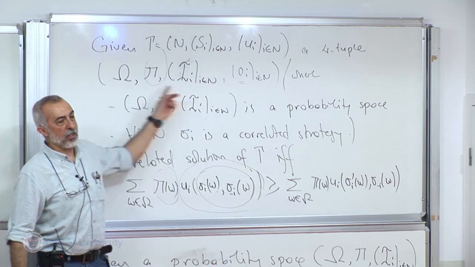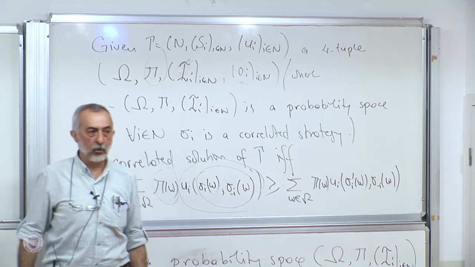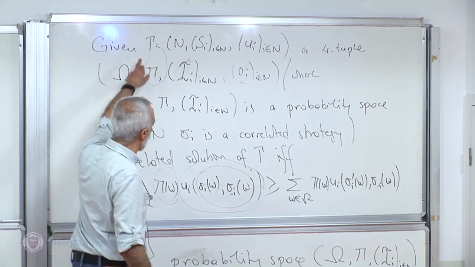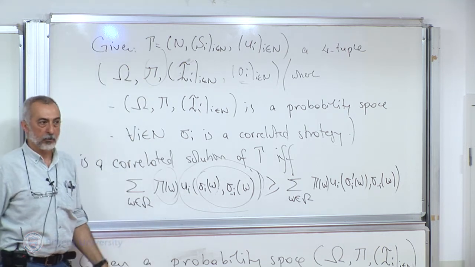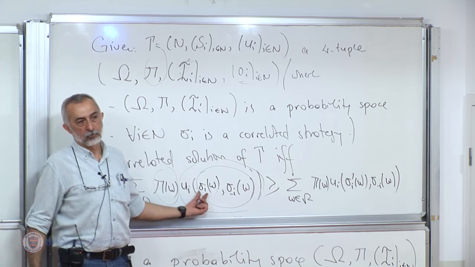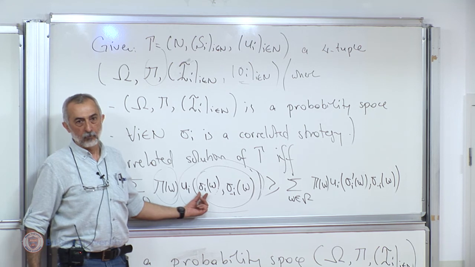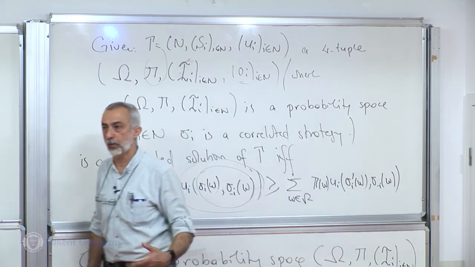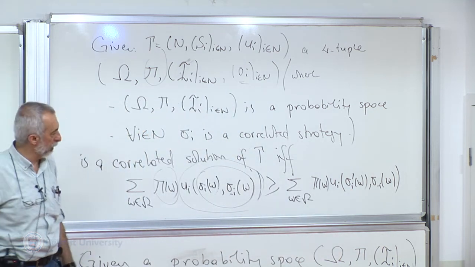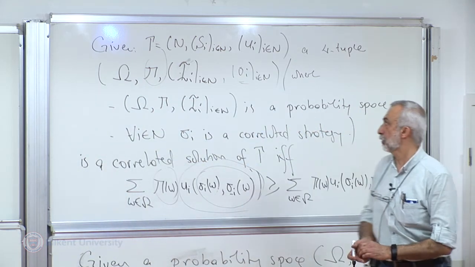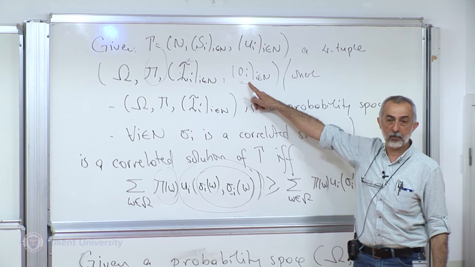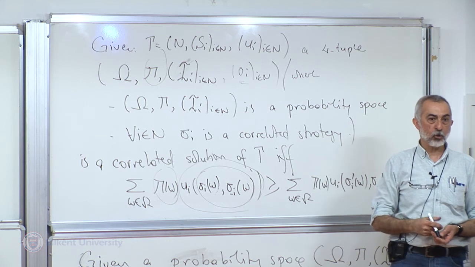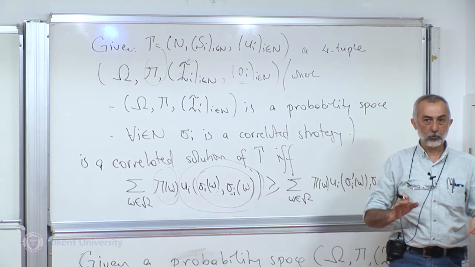Or this four-tuple, we will call it a correlated equilibrium or a correlated solution of the game gamma if and only if his expected payoff from sticking to sigma is no less than his expected payoff by switching to some other correlated strategy, given that the other players stick to their correlated strategies in this profile, and given this probability space. That's it. Okay, so far so good? Any questions?